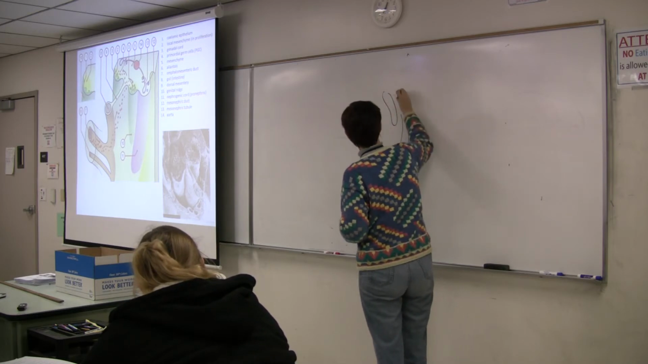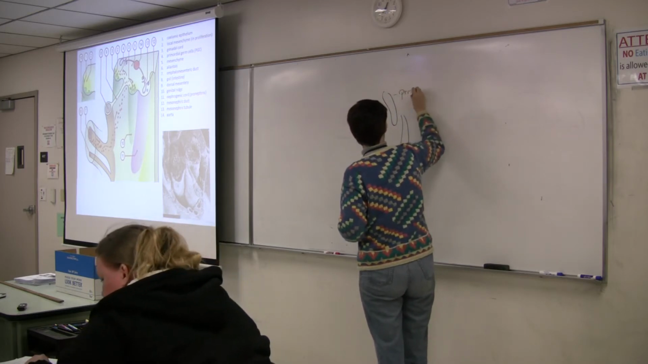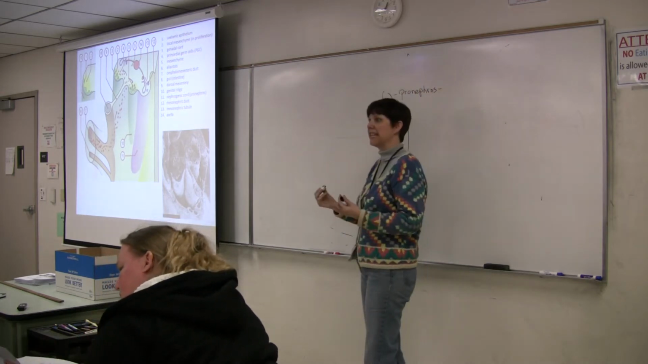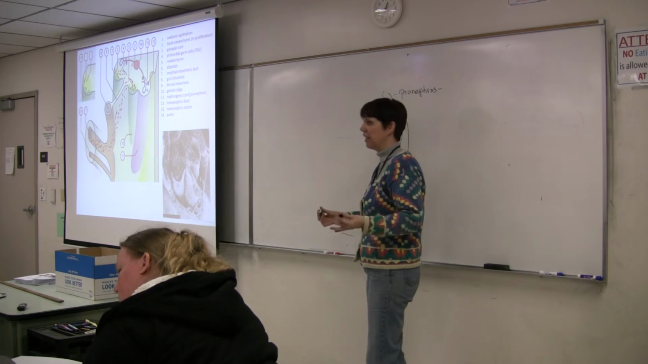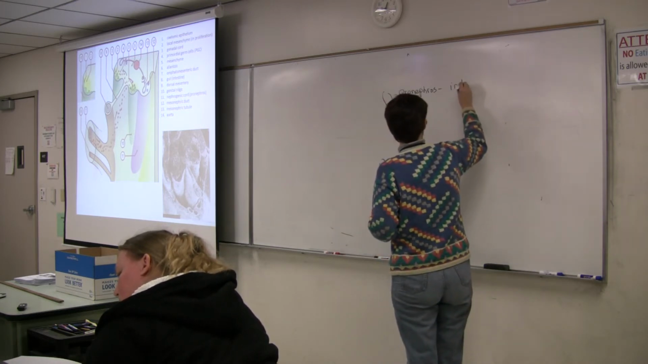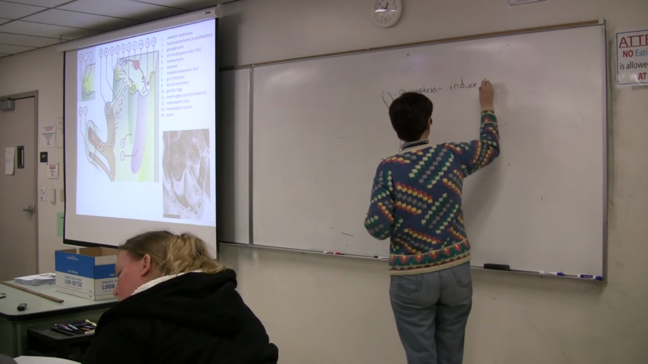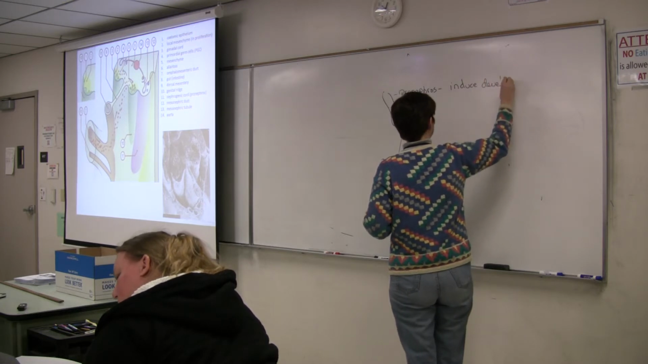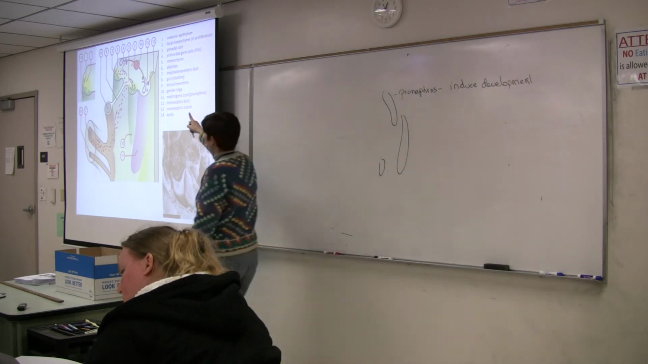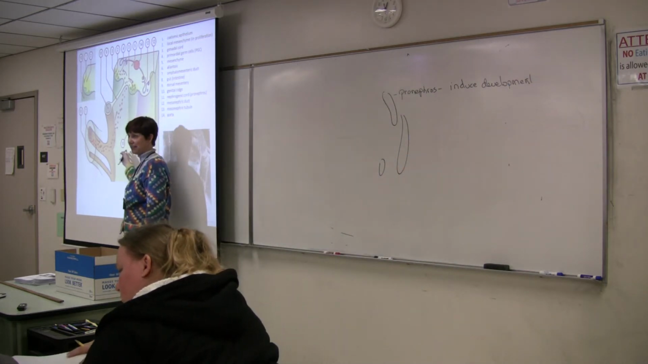The first one is called the pronephros. It has no function as a kidney. It doesn't filter the urine. Its purpose is to induce development. In other words, these cells release chemicals that cause the development of the gonads. All right?